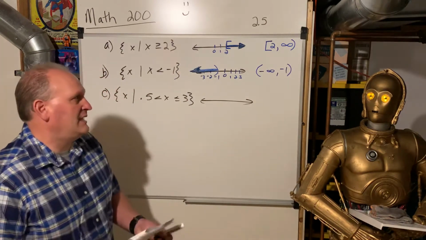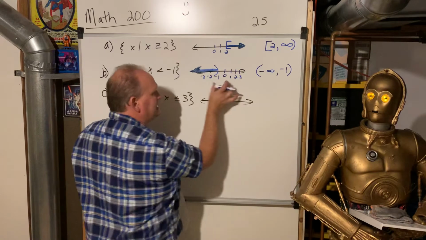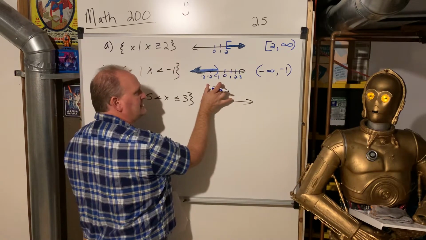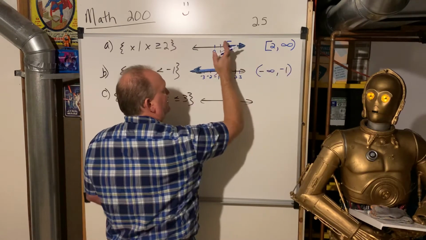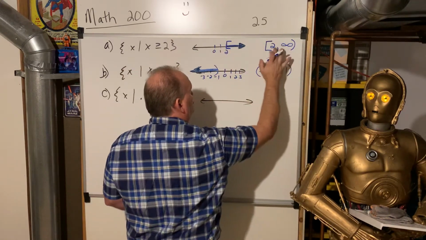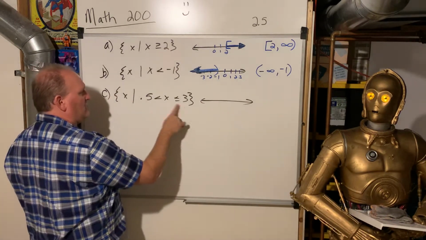Infinities, positives or negatives, always get parentheses. So do you see how this is the exact same as that? It's the same representation. It's negative infinity up to negative 1. This one started at 2 and went forever positive, 2 to positive infinity. Let's look at this. This is called a compound inequality.